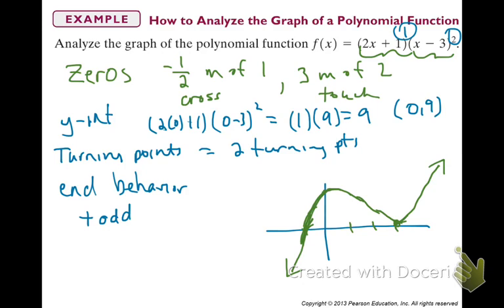Okay, does this match the end behavior? Go back and look. Does that match the end behavior of a positive odd? As your x is going to negative infinity, your y is going to negative infinity. And over here, as your x is going to positive infinity, is your y going to positive infinity? Does that match your end behavior? Yes. Do we have 2 turning points? Yes, we do. We have it right here, and we have it right here. Okay? So you just took all those concepts and graphed your first little polynomial. Any questions on that?